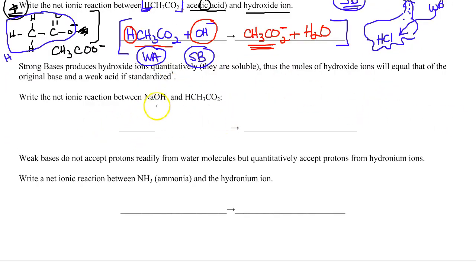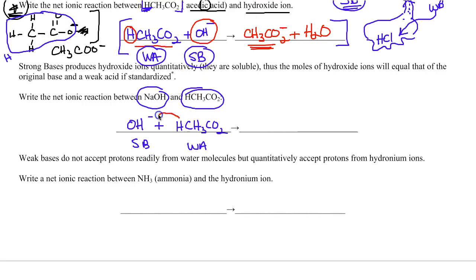Next one, NaOH, hello, strong base. So I'm just going to write the hydroxide. The Na+ is a spectator. There's a weak acid, the same weak acid we had here. And if you notice, it's the same half reaction. HCH3CO2. And of course, weak acid, strong base.